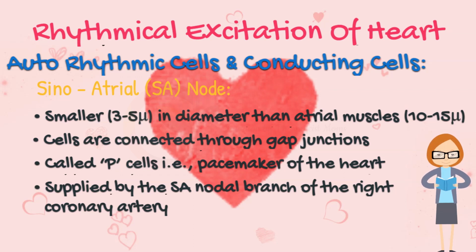Cells are connected through gap junctions. The cells of the SA node at the top of the heart are known as P cells, that is, the pacemaker of the heart, because the rate at which these cells send out electrical signals determines the rate at which the entire heart beats, that is, heart rate. It is supplied by the SA nodal branch of the right coronary artery.